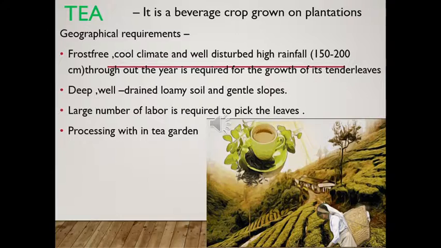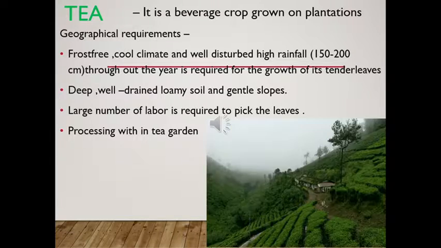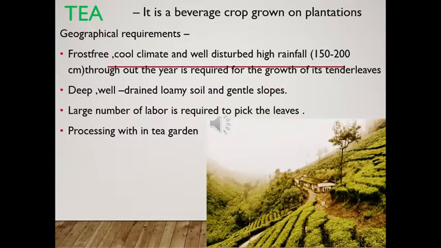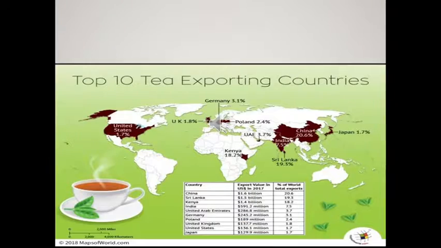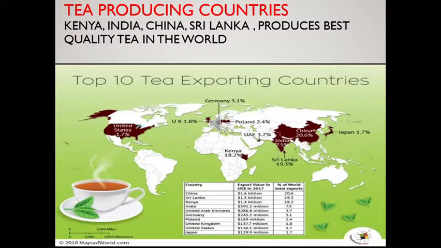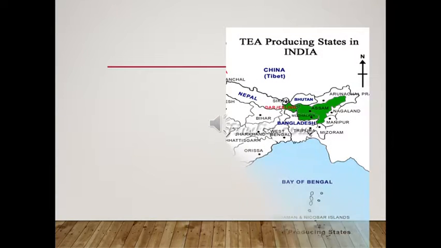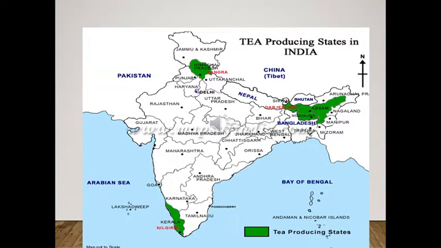Tea plantations are located in higher land and high slopes where natural drainage is good. Tea plant cannot tolerate stagnant water. Kenya, India, China and Sri Lanka produce the best quality tea in the world. Tea producing states in India are Assam, Tamil Nadu, Kerala and Darjeeling.